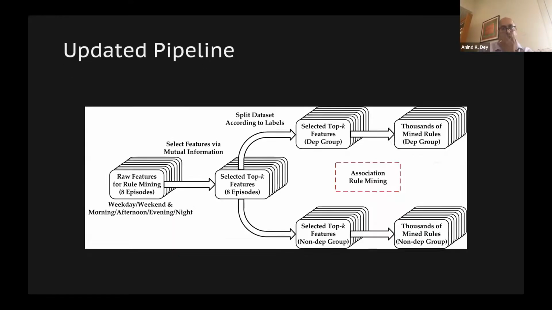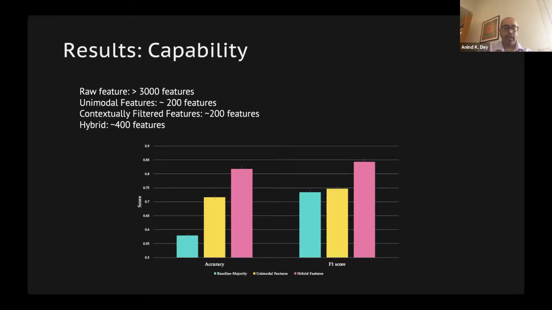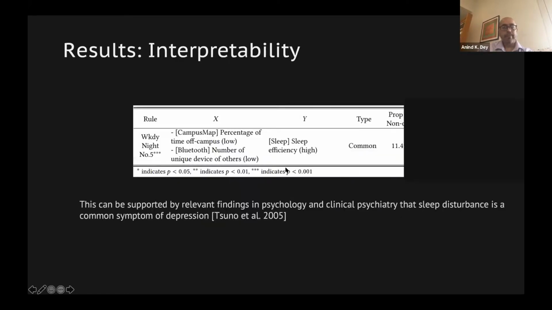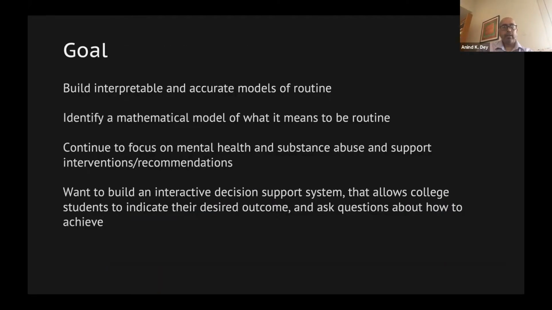So I'm just going to skip past some of this in the interest of time. And you can see that by using these contextually filtered features, we can get much higher rates of recognition accuracy. So in this talk, I've described that my goal is to really understand and extract this notion of routine, because I believe routines are a better way to identify what someone's intent is than individual pieces of context.